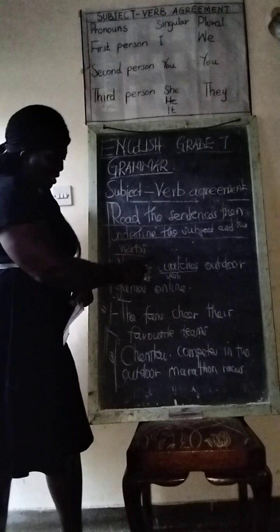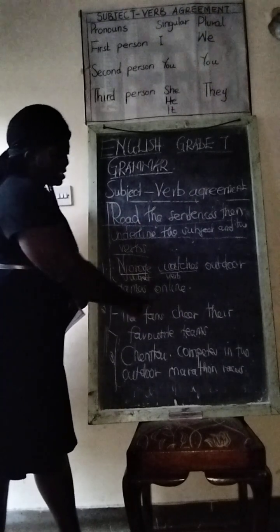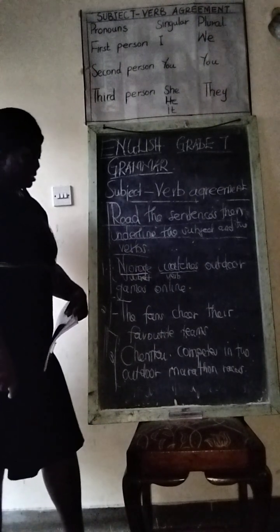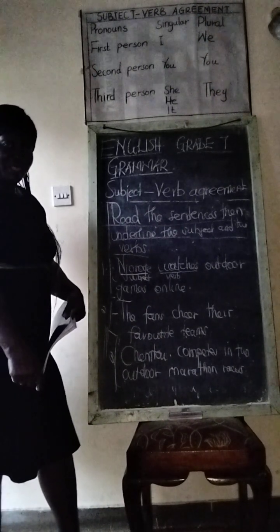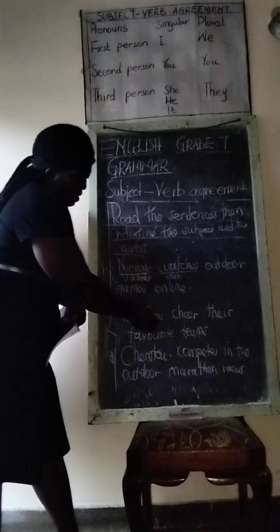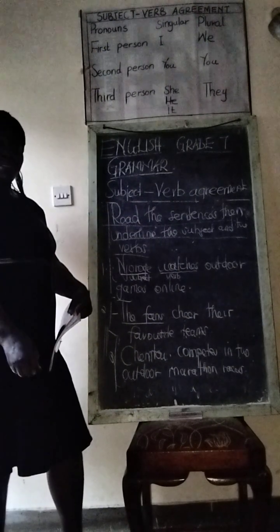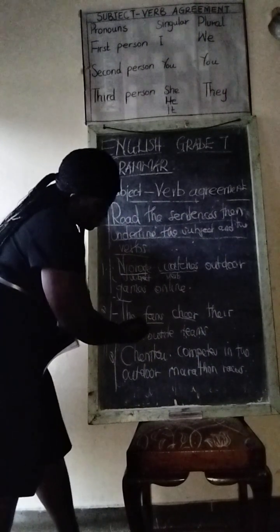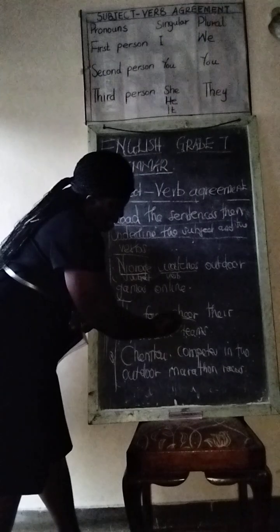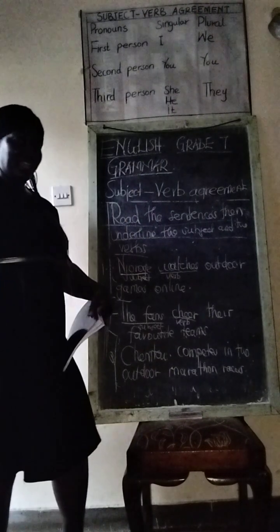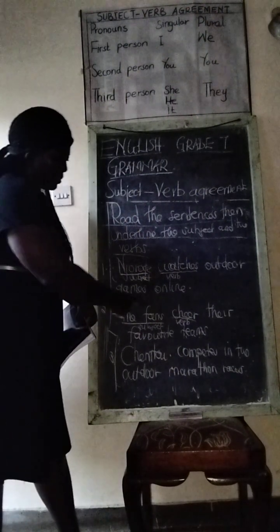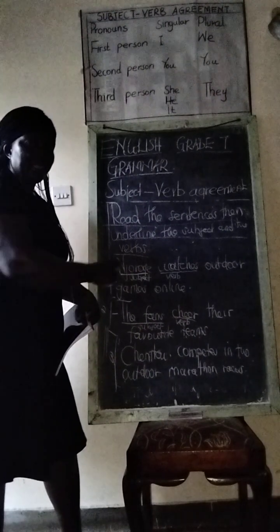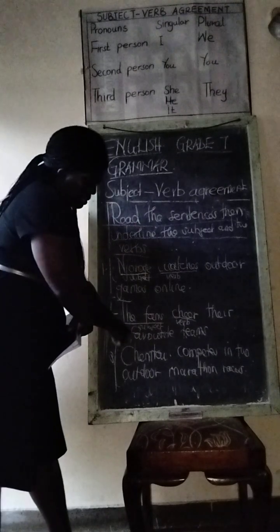The fans cheer their favorite teams. Which one is the subject of this sentence? What is doing something here? The fans. Which one shows the action? Cheer. So here subject, and then here verb. Ask yourself, do they agree? The fans cheer. Fans, plural, cheer, plural verb. So they do agree. The next question.